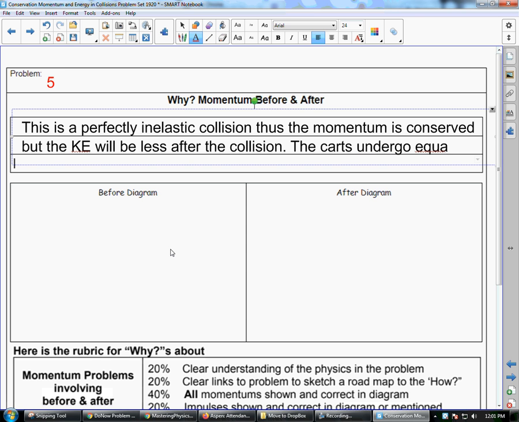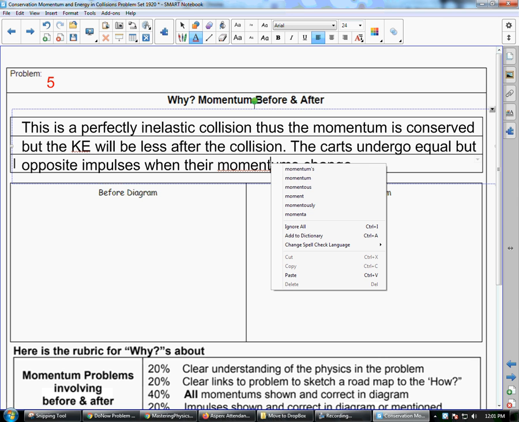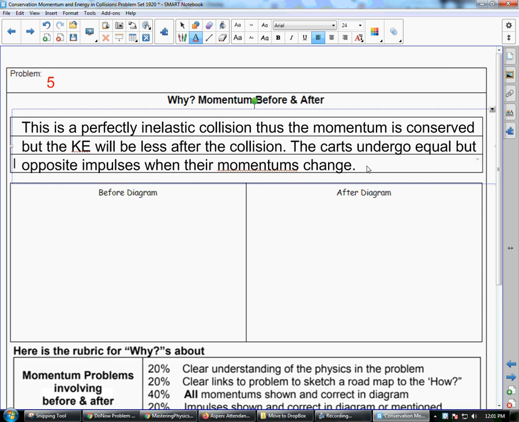So the carts undergo equal but opposite impulses when their momentums change. It's always weird when words aren't in spell check, like momentums is not. That's weird. Alright, so that's probably all the writing part that I need to do for this one.